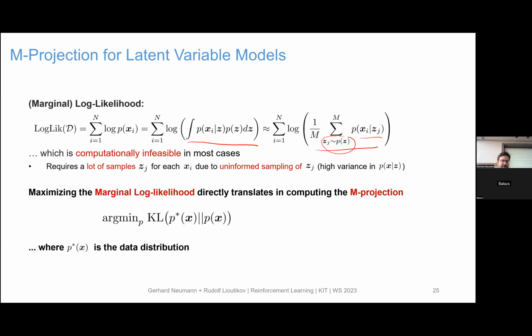Or, in another view, why is this not a good idea? By looking exactly at the structure of the log sum structure. So for example, let's say we have a prior distribution in Z. It looks like this.